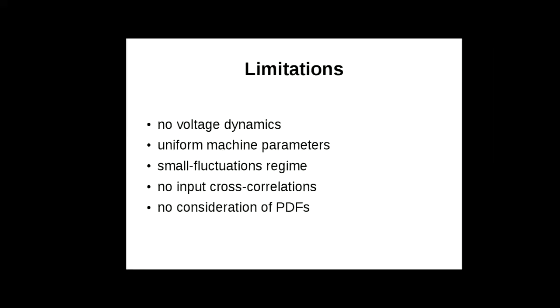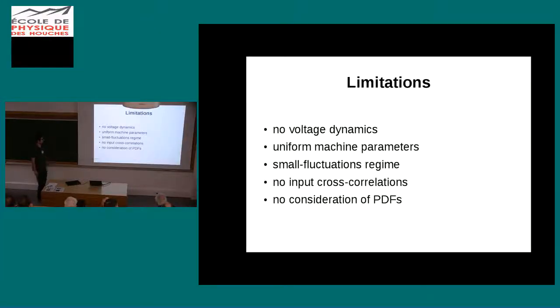Just to tell you the limitations. I haven't considered voltage dynamics in Joachim Peinke's model. He does so. It may be important in some circumstances, but negligible in others. I have assumed uniform machine parameters, so every machine has the same damping torque and the same inertia. But you can vary this. Then you have to do things numerically. Right? It gets a bit more complicated. I've considered the small fluctuations regime, because I have applied the method of linear response, but in fact the linear response is just the first term of something called the Volterra expansion. So you can also do a nonlinear response where you consider also second or third terms, okay?